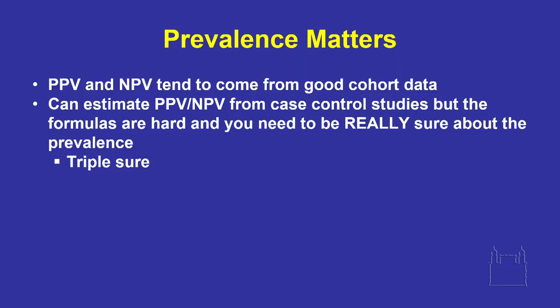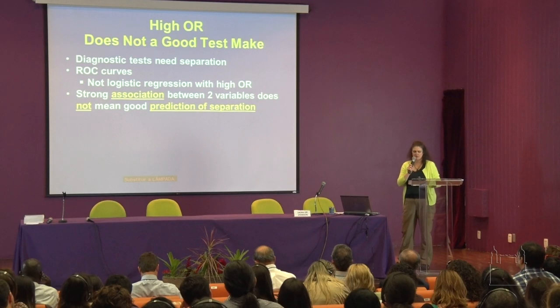So sometimes we try to estimate positive and negative predictive value from case control studies. And typically case control studies are used in the development of diagnostic biomarkers because you've diagnosed them. That's how you figured out they were a case or control. And then you do additional development this way. But the formulas are very hard and you have to still have a prevalence estimate from somewhere. And you have to be really sure that that is the correct one.